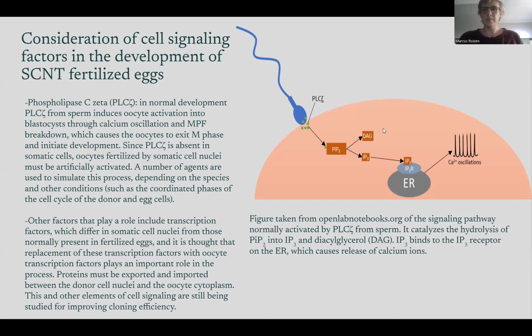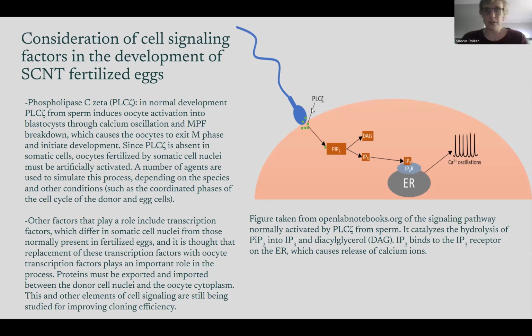and oscillation. And it also leads to the degradation of maturation promoting factor, which allows the artificially fertilized egg cells to exit M phase and initiate development as blastocysts and divide on to create embryos that eventually develop into the full-grown animal.